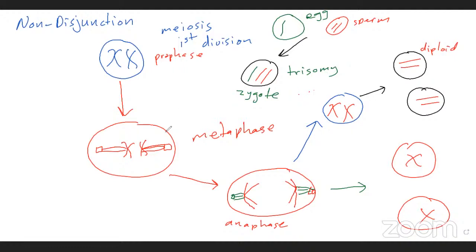Before we move, what is non-disjunction? What is happening? So non-disjunction is when a cell can have fewer or more chromosomes when division occurs. All right, what is the main feature? That is partly correct. But what is the main feature of non-disjunction? The chromosomes are not doing what?